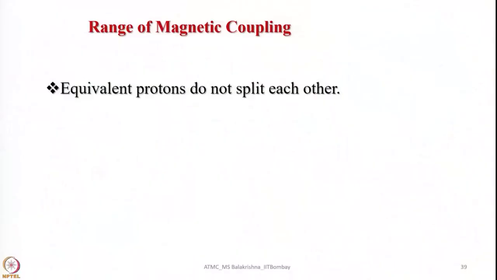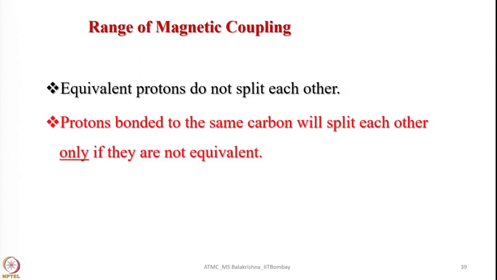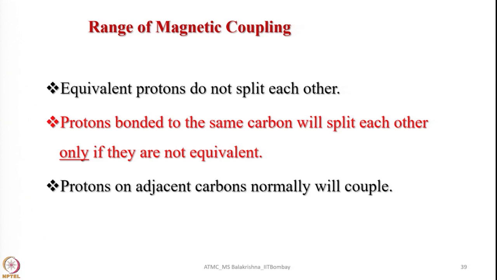The range of magnetic coupling we will see now. Equivalent protons do not split each other. For example, in ethanol, CH3CH2OH, the CH3 protons do not split each other. Same way methylene protons do not split each other. Protons bonded to the same carbon will split each other only if they are non-equivalent. If the 2 hydrogen atoms present on the same carbon atom are not equivalent, they will split each other. I can show you those cases. And protons on adjacent carbon normally will couple.